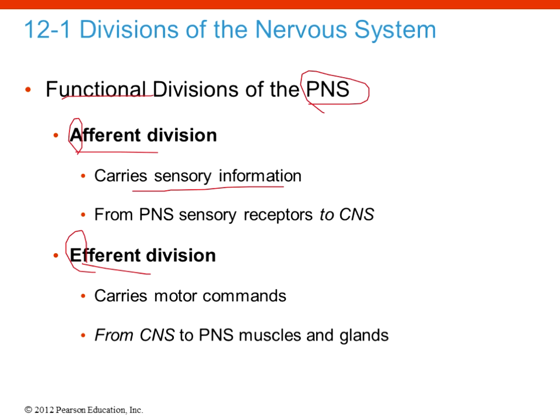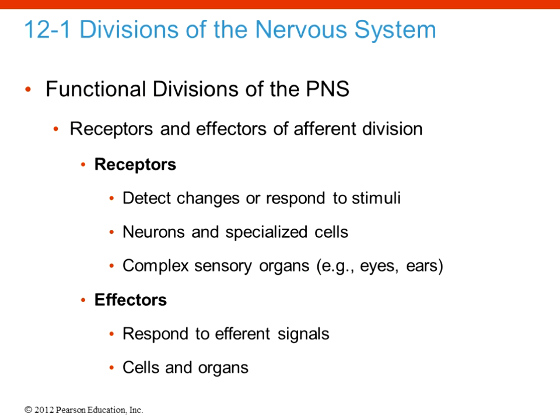So one way to help you remember this is E, like having an effect, right? That's what it's going out to, have an effect at a target. So those are carrying out motor commands from the central nervous system to the peripheral nervous system, muscles and glands that it's going to target.